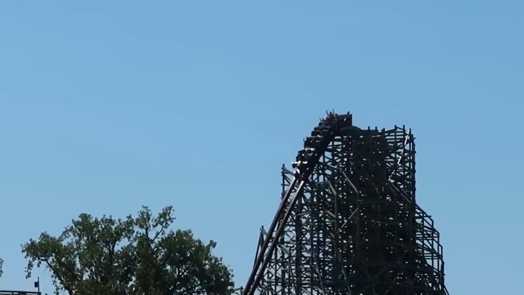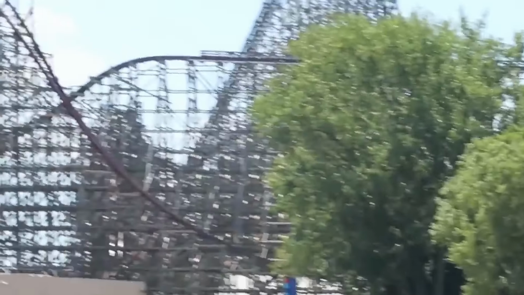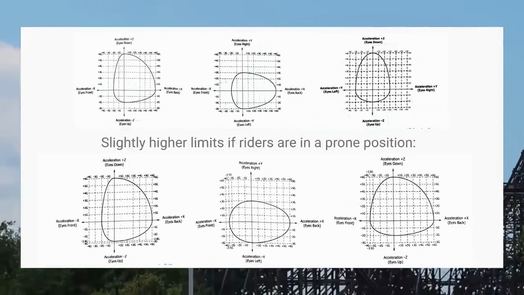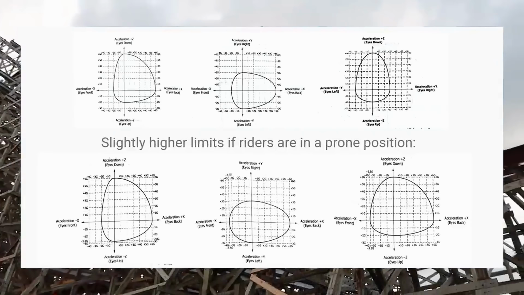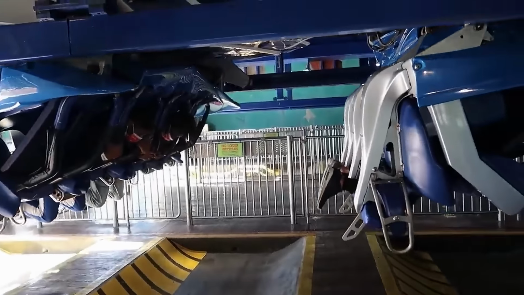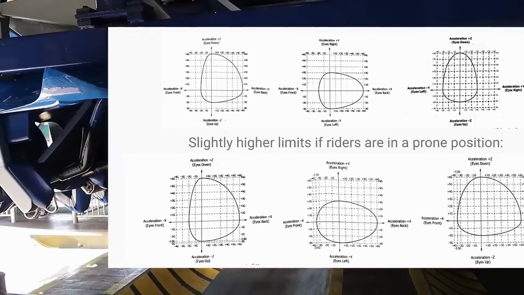Now let's examine G-force limits. These are hard maximums placed on the G-forces rides can exert on riders in specific directions. The limits are slightly increased if riders are in a prone position. Feel free to pause to examine these limits in more detail.